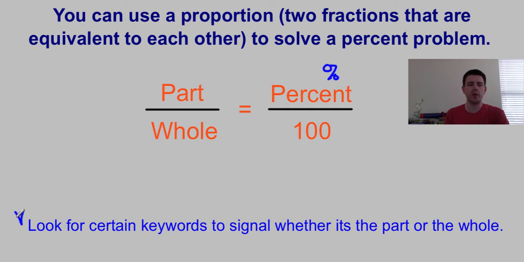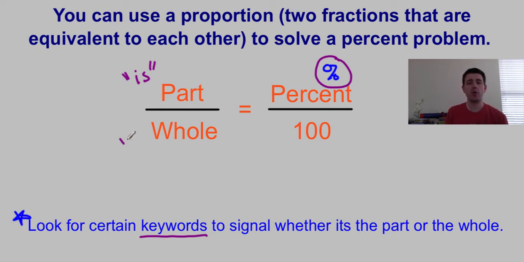But notice this note down here. In some of these first couple problems, we're going to have to look for some certain key words that are going to signal whether we're talking about the part or the whole. The percent's pretty easy. Just look for that percent sign. But for part and whole, we're going to need to be a little bit more careful. So a good way to do it is if you see the word is, that's usually code for the part. If it says 19 is, well, that means 19 is part of something.